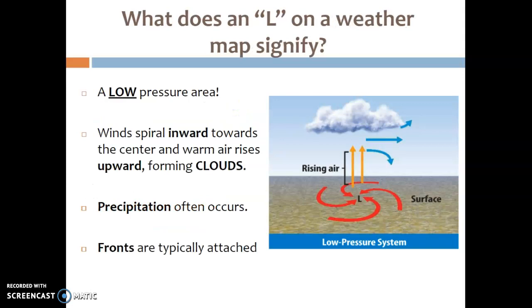What does the L on a weather map signify? Low pressure. L for low. Winds spiral inward towards the center, and warm air rises upwards, forming clouds. Precipitation often occurs, and fronts are typically attached. So you can kind of see the low pressure system. You get that inward pulling of air, it rises up, and then you get those clouds.